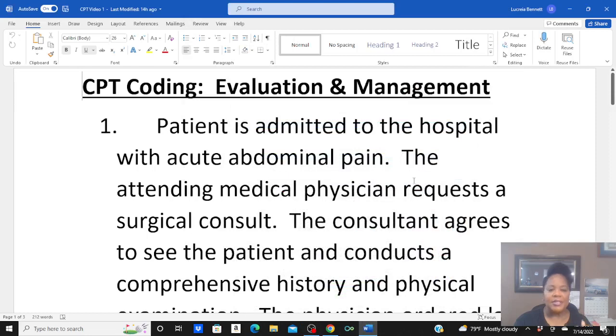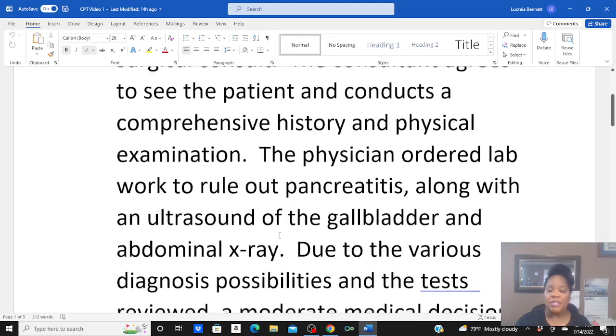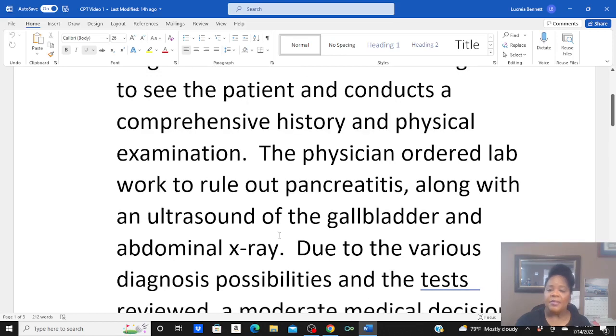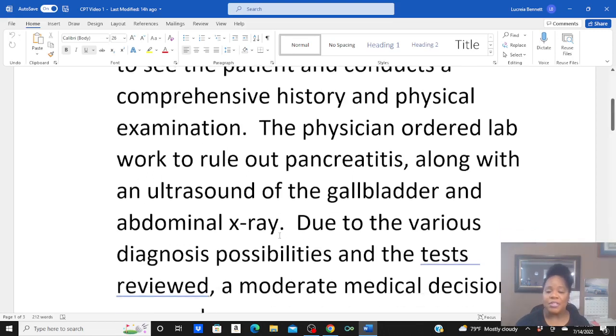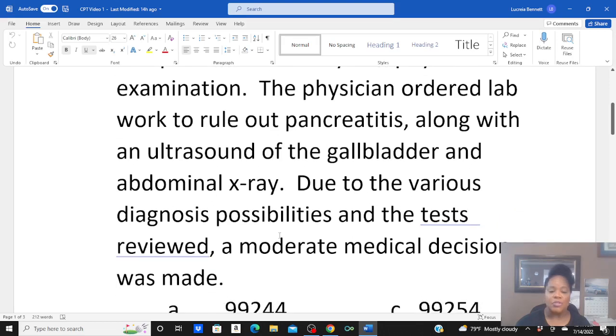All right, yesterday the first question said: patient is admitted to the hospital with acute abdominal pain. The attending medical physician requests a surgical consult, and the consultant agrees to see the patient and conducts a comprehensive history and physical exam. The physician ordered lab work to rule out pancreatitis, along with an ultrasound of the gallbladder and abdominal x-ray. Due to the various diagnoses, possibilities, and tests reviewed, a moderate medical decision was made.